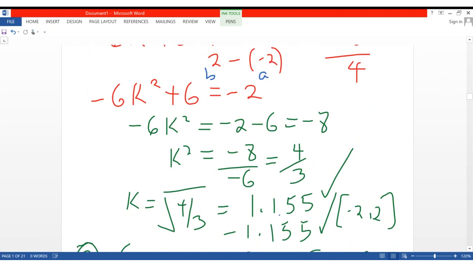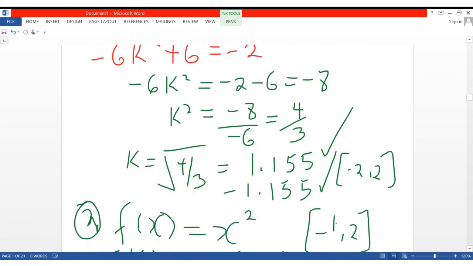So we check which values are in the interval that you are given, and you can see that both values are in the interval. If only one value is in the interval, we only take one value. So all of them are okay. That's the answer that we got. Then I did example number 2, the same.